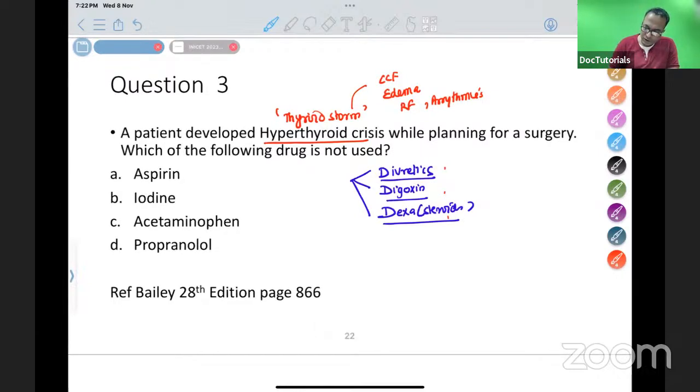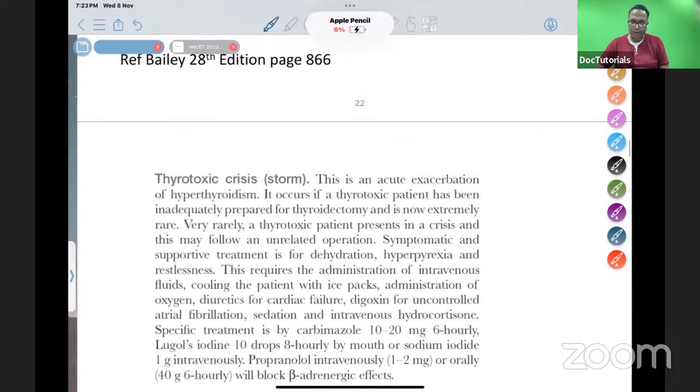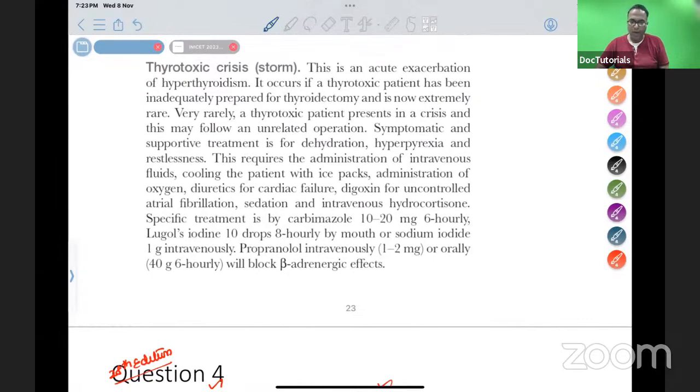What are the three drugs we normally use in thyroid? Drugs like Lugol's iodine, anti-thyroid drugs, will be used, and what else? Lugol's iodine, propranolol, and adrenergic blockers. All this will be used.